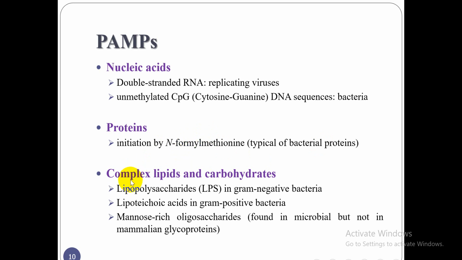And also complex lipids and carbohydrates, for example, lipopolysaccharides, LPS, which is a component of gram-negative bacteria, lipoteichoic acids, which are components in gram-positive bacteria, and also mannose-rich oligosaccharides that are found in microbial components but not in mammalian glycoproteins, are some examples of carbohydrates and lipids that act as PAMPs.